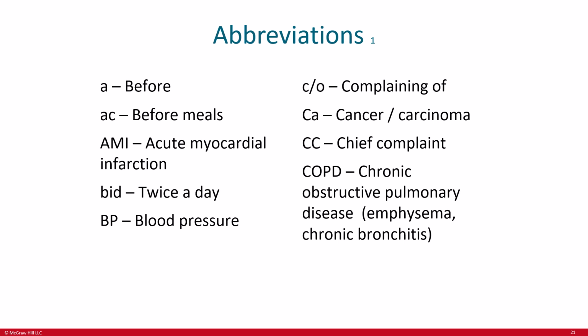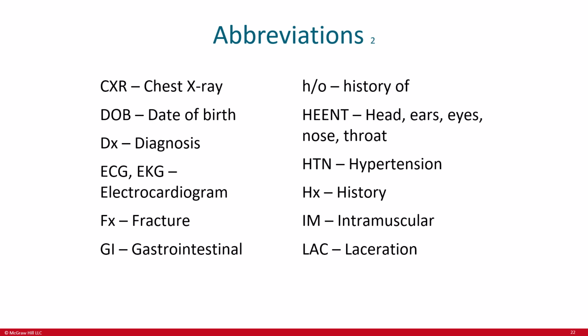So let's start on these abbreviations. A means before. AC, before meals. AMI, acute myocardial infarction. BID is twice a day. BP, we might not know, blood pressure. CO, complaining of. CA, cancer or carcinoma. CC, you'll see this a lot on your notes, chief complaint. COPD, chronic obstructive pulmonary disease, could also be classified as emphysema or chronic bronchitis. Then we have CXR, which is chest x-ray.